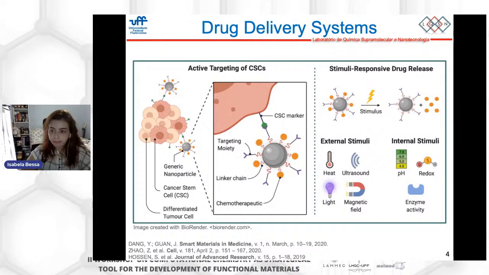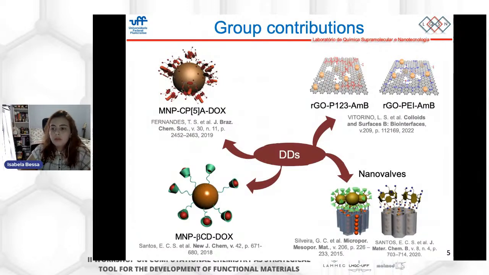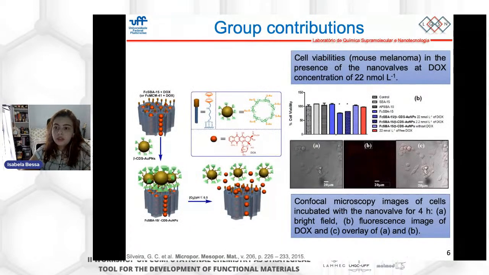In our research group, we have already contributed with some drug deliveries, such as magnetic nanoparticles for cancer treatment. We also have reduced graphene oxide for leishmaniasis treatment as a phototherapy agent. Here, I would like to highlight the use of mesoporous silica nanoparticles in our group. First, in this work we have two systems based on grafting the surface of mesoporous silica nanoparticles with host-guest pairs of ferrocenyl group and cyclodextrin attached to gold nanoparticles.